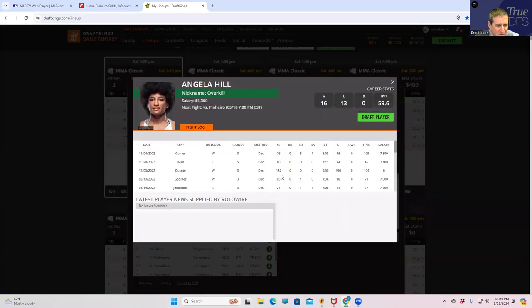And Angela Hill, she was able to stuff, I mean, all the takedowns really against Lupita Godinez, which was pretty surprising, en route to a victory. She beat Emily Ducote. I mean, she's been great, and what she does is usually throw up a lot of volume here. 85, 182 against Ducote. That was pretty strong, but she's not a really big scorer here. So I think this fight is probably a dud with respect to DFS.